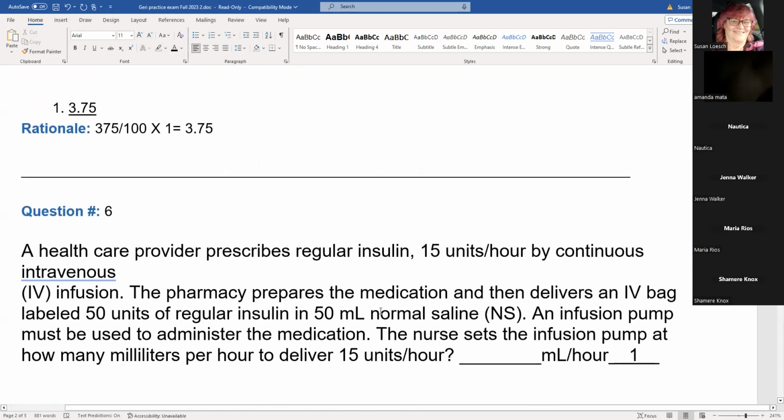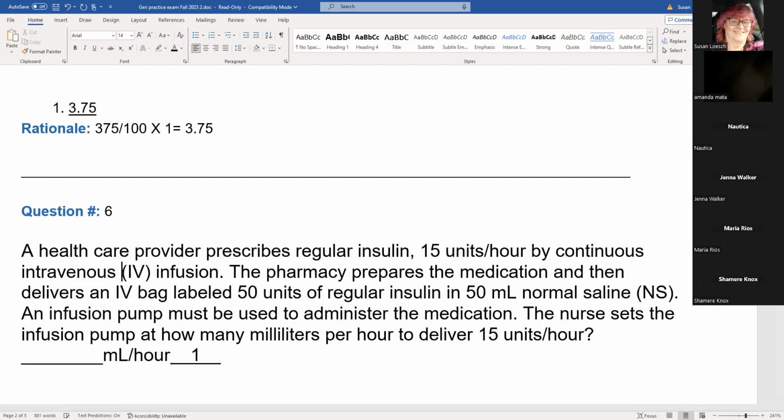Okay, next one is insulin. All right, so again, this says the nurse sets the infusion pump at how many milliliters per hour to deliver 15 units per hour. When it says that, if you're setting the pump to deliver 15 units per hour, what are you delivering here? A dose, right? What's the desired dose? Is it 15? What's your desired dose?